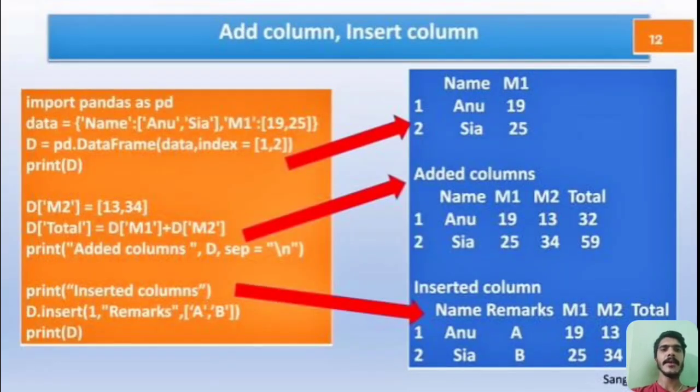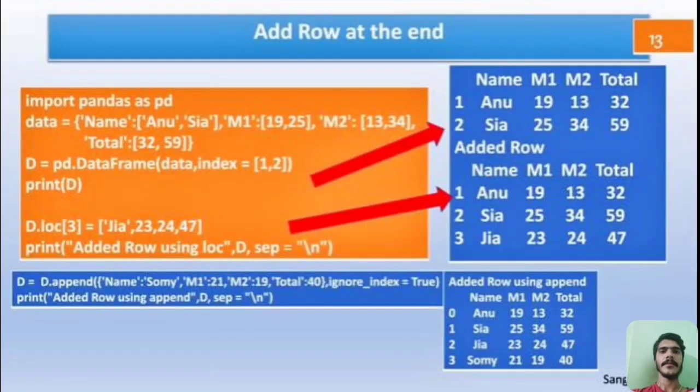These are examples of add column and insert column. Next, add a row at the end. To add a row at the end, import pandas, with the data names and total marks, and the data and index. Lastly, d.loc, print d, and print the added row using the loc, d.to_string.